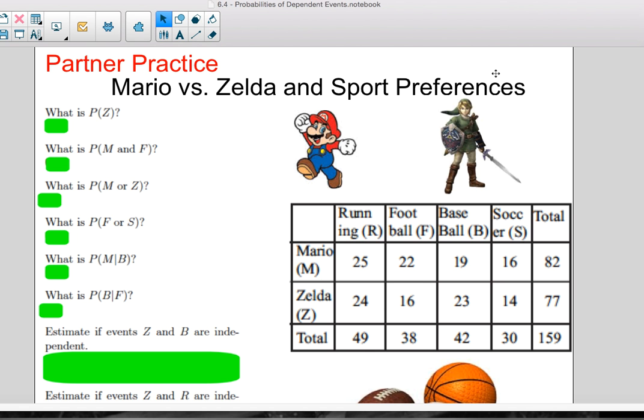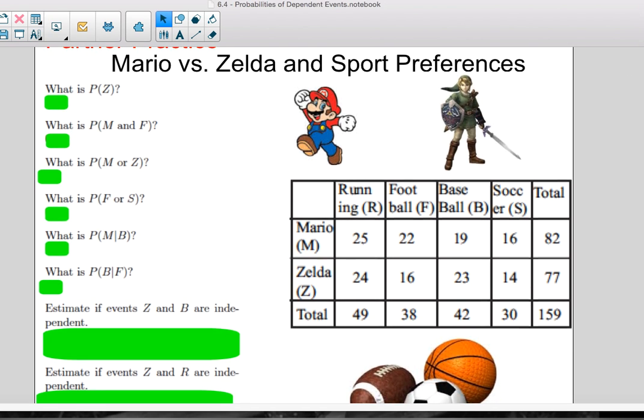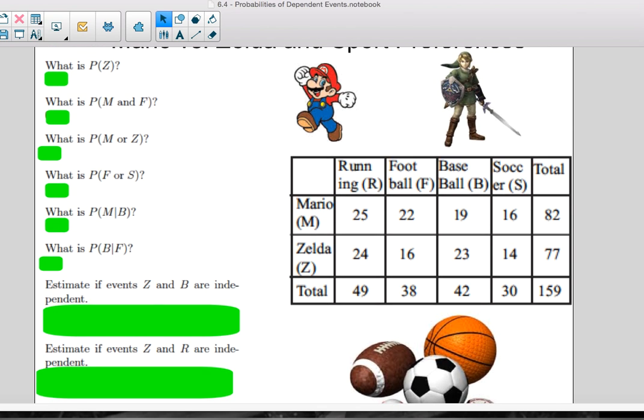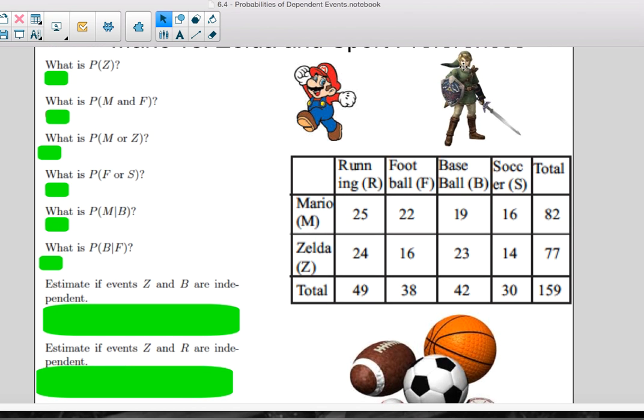And what I want you to do now, you don't have to do it in partners, but I want you to pause the video and try these questions. It's basically a two-way table of people who like Mario or Zelda video games and their sport preferences. Try to do the best you can, and then I'll go through them after you're done.